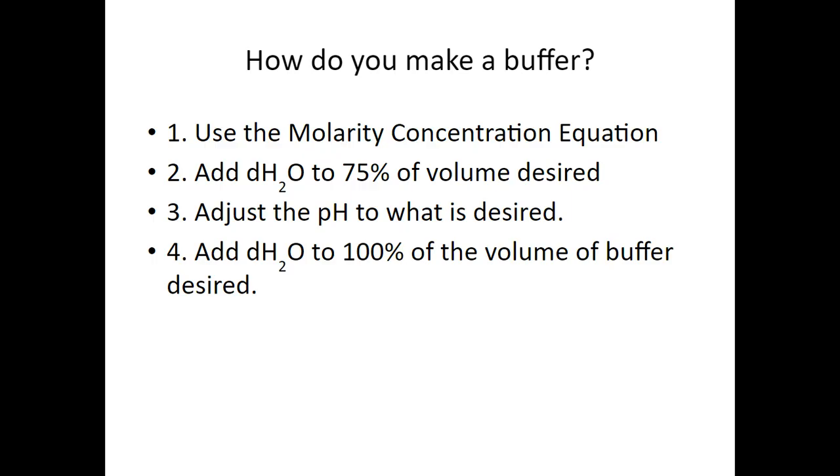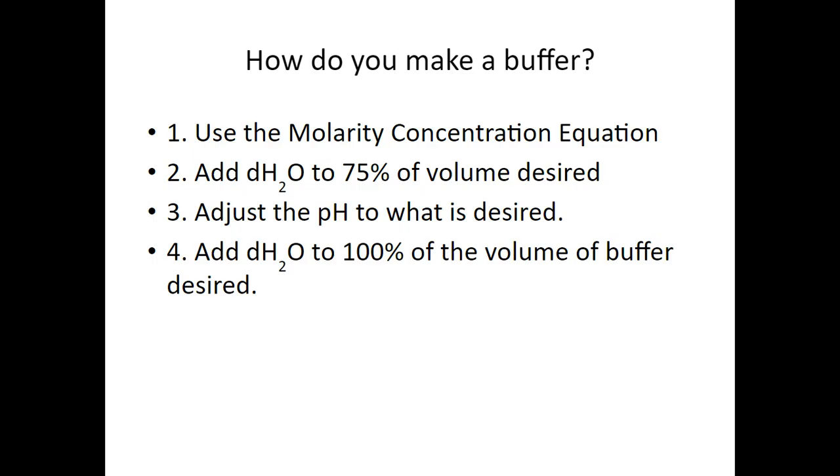So you would do your calculations to find out what grams to put in your beaker. Then we put it up to 75% of the volume desired. So you would just put it up to 75 mL if it's 100 mL at the end. Its final volume is 100 mL. Then before you add the last 25 mL of water, you want to adjust the pH to what is desired, and that would be using the ring stand setup.